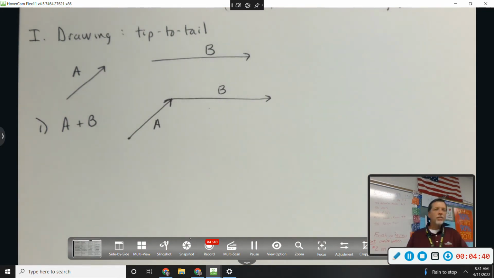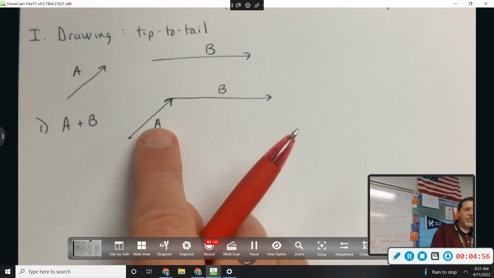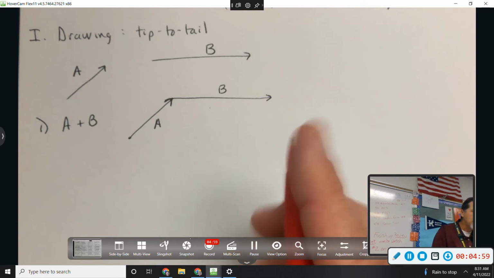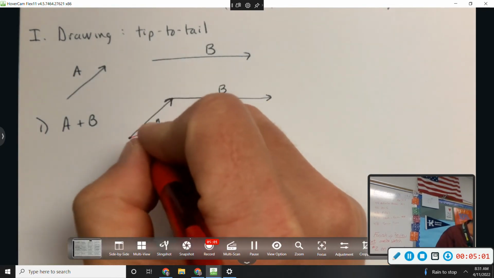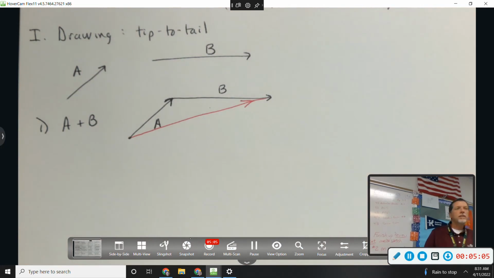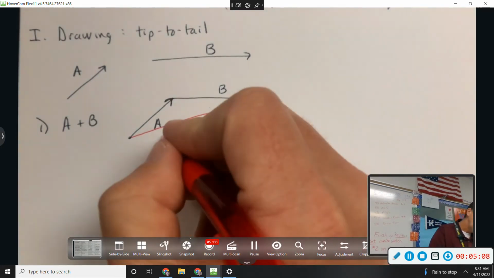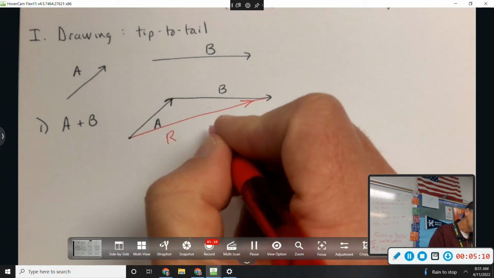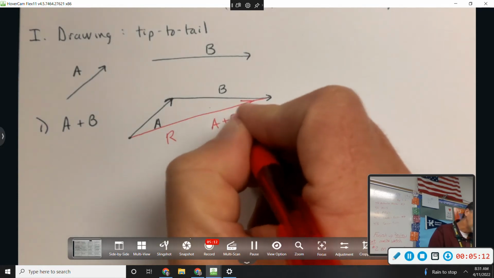And then, so that's sort of A plus B, but if we leave that, that's like if I ask you to add 2 plus 4, or 2 and 4, and you said, okay, I can add 2 and 4, the answer is 2 plus 4. Like, well, yes, but I need you to give me the answer. And so this is the picture of A plus B, but the answer is you started at A and you ended at B. And so that is, you can either call it R for the resultant, or you could just label it A plus B.